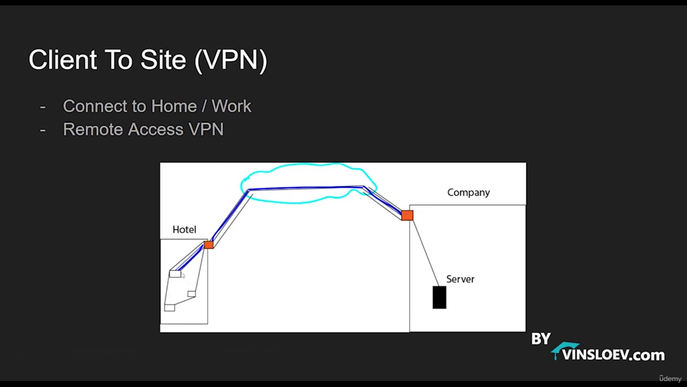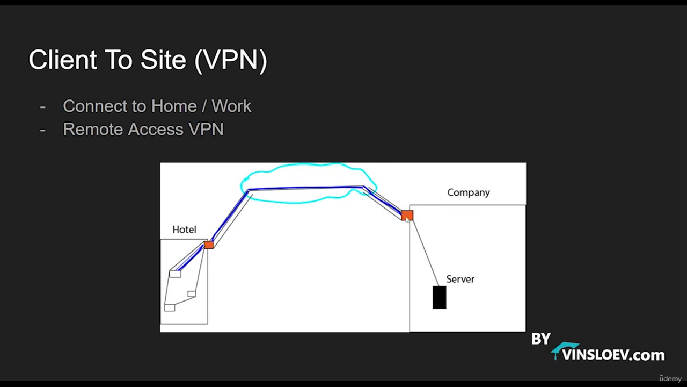This is illustrated with this blue line right here. So this blue line will be a virtual private network within this broader tunnel that is the entire hotel network and its connection to the internet. So we will have our own little closed connection from our computer to the public router of the hotel, from their router to the internet, and then over the internet and down to the company.